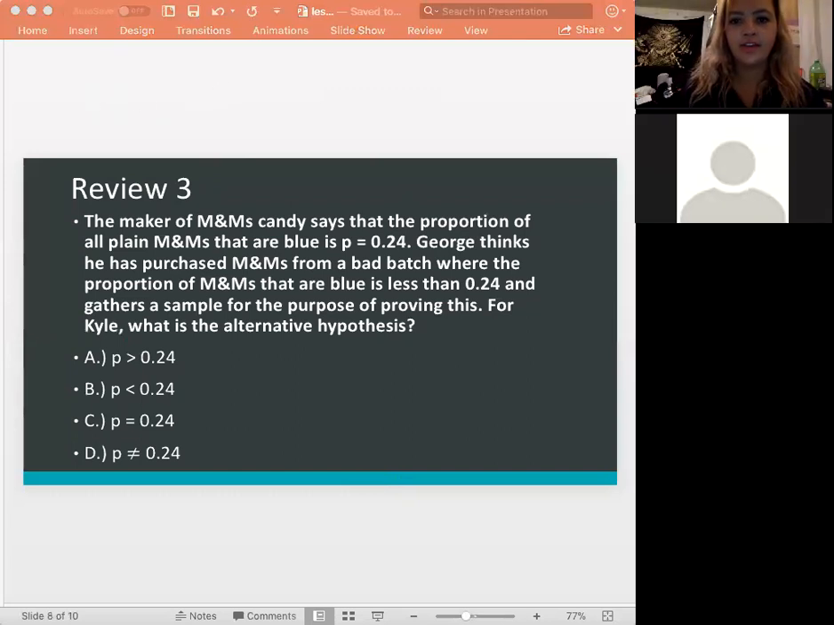Good job. So our answer here is going to be B. Remember, that's why we're using P here, because P is our population proportion. We're talking about the population here, P equals 0.24. But then he thinks that the proportion of blue is less than 0.24, which is why we use that less than sign there. So our answer here is B. And just for review, our null hypothesis would be that it equals 0.24, because that's saying that there's no change. So good job.